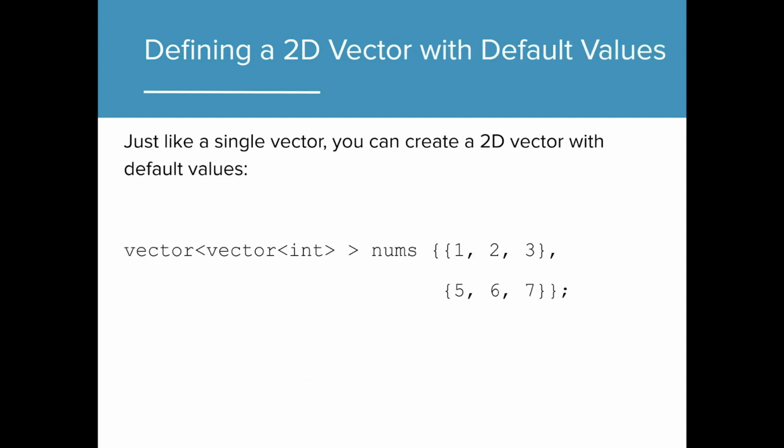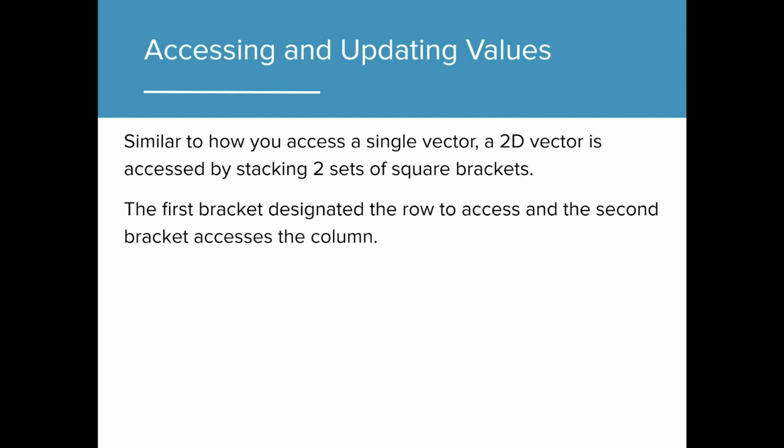Just like a single vector, you can create a 2D vector with default values. As a vector of vectors, you define the default values with a set of curly brackets, comma separated. Similar to how you access a single vector, a 2D vector is accessed by stacking two sets of square brackets. The first bracket accesses the row, and the second bracket accesses the column. As always, the index values of the vector start at 0 and go to 1 less than the length of the vector.